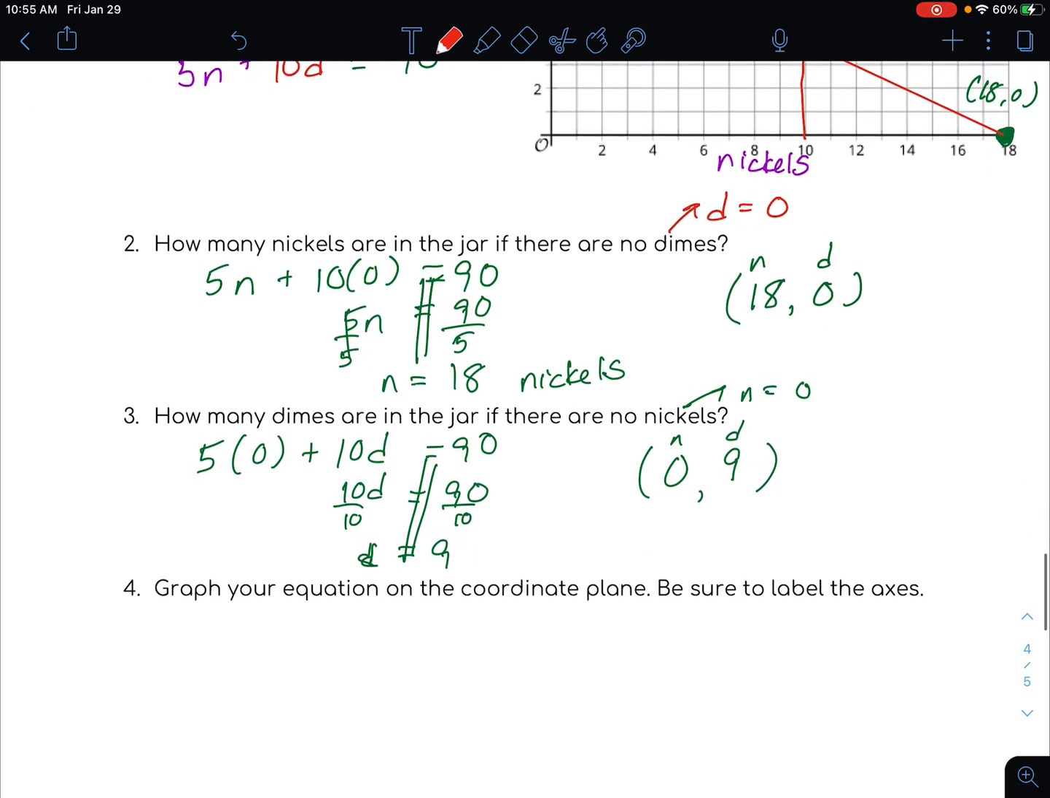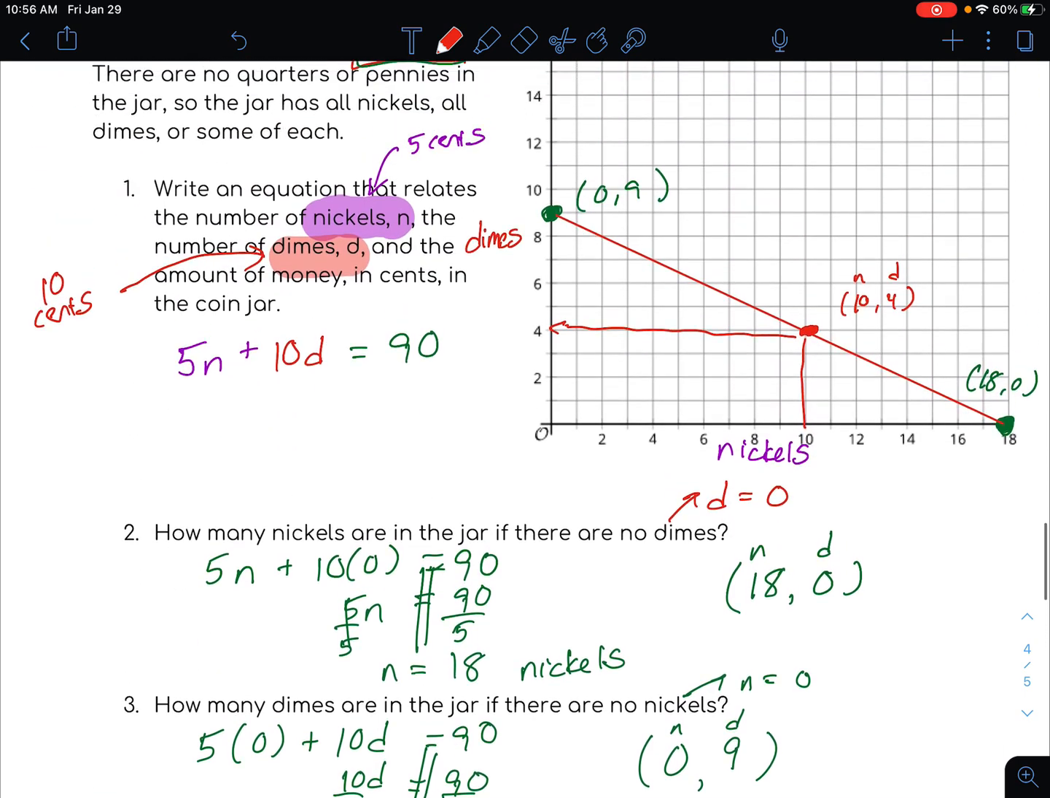Okay, so there we have our equation graphed, and that's all we needed to do with this problem.